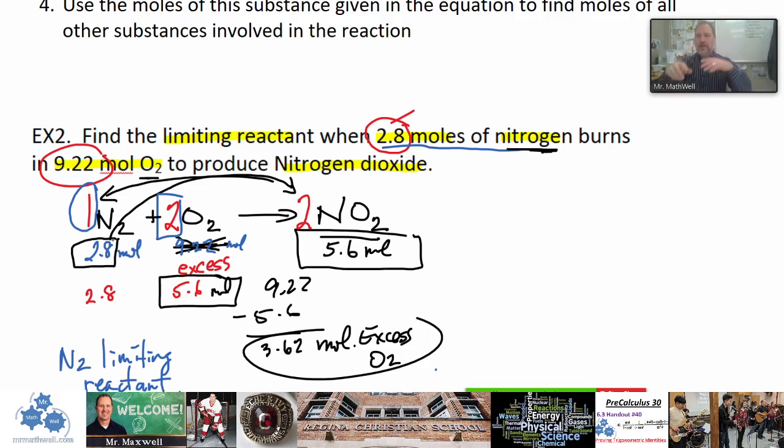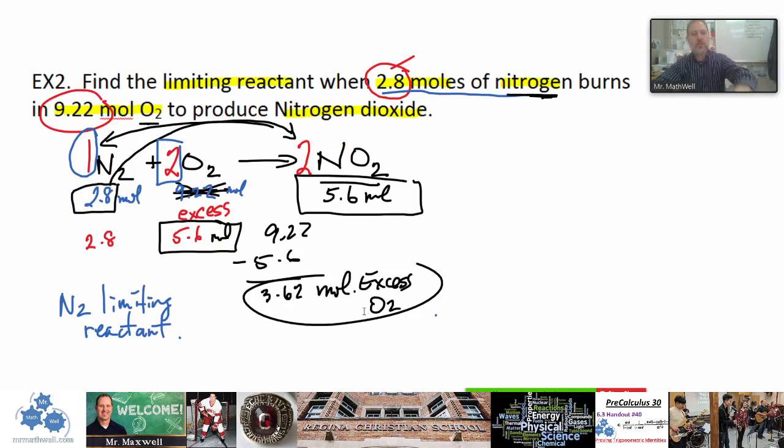So when you're given two amounts of reactants, some reactant A and reactant B, you have to find the limiting reactant first and determine which one that is. Okay, so I'll do some more examples with you in a bit.